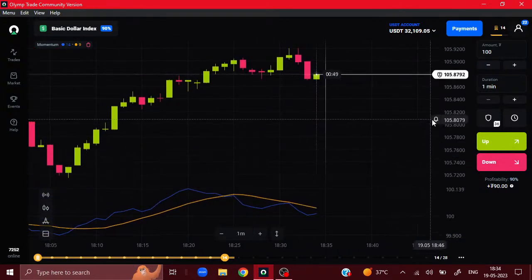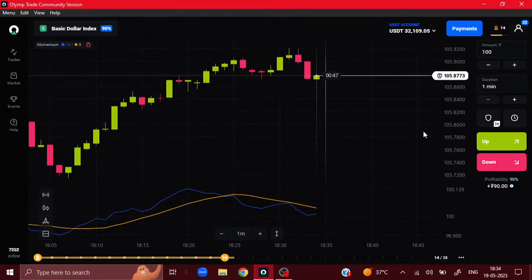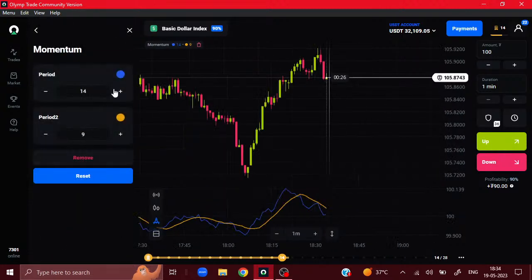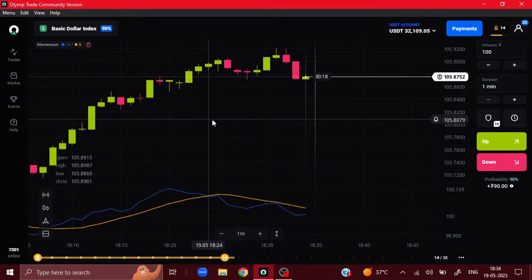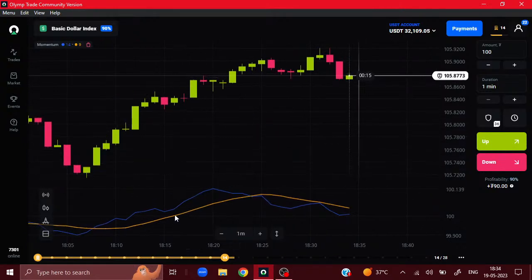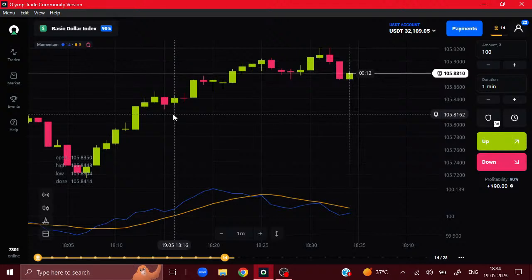You just have to make sure that you keep an eye on the 100 level here. You can see this is the 100 level. So whenever the signal line, which is the yellow line, the orange line, crosses the 100 level, whether in the upward direction or in the downward direction, at that point we will make a trade. Okay, so in the US dollar index we can see that the 100 level was crossed at this point. So at this point we could have entered into an upside trade.